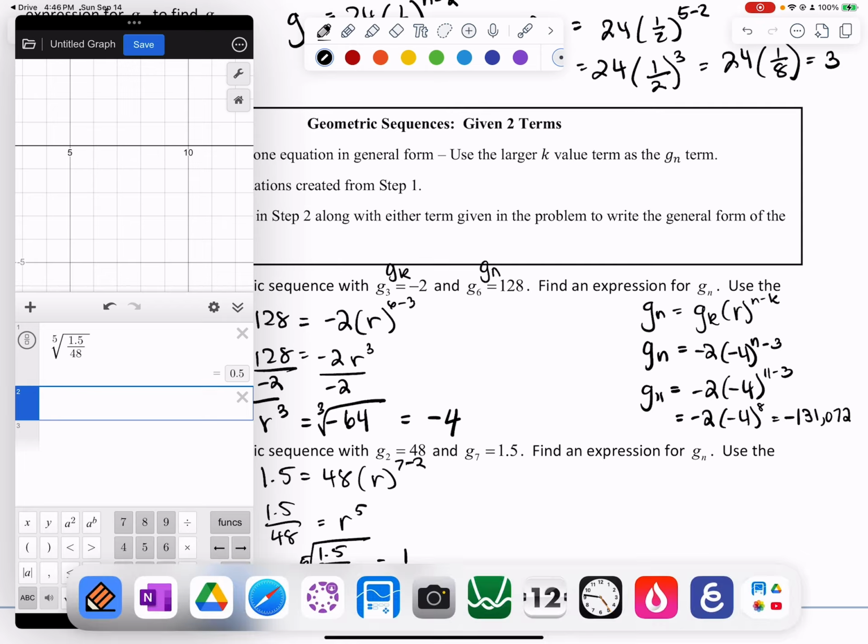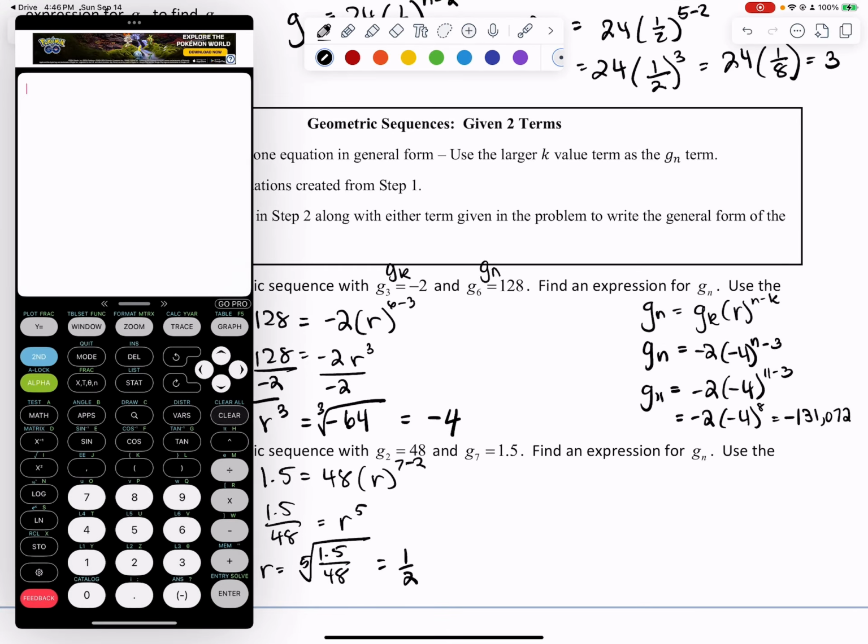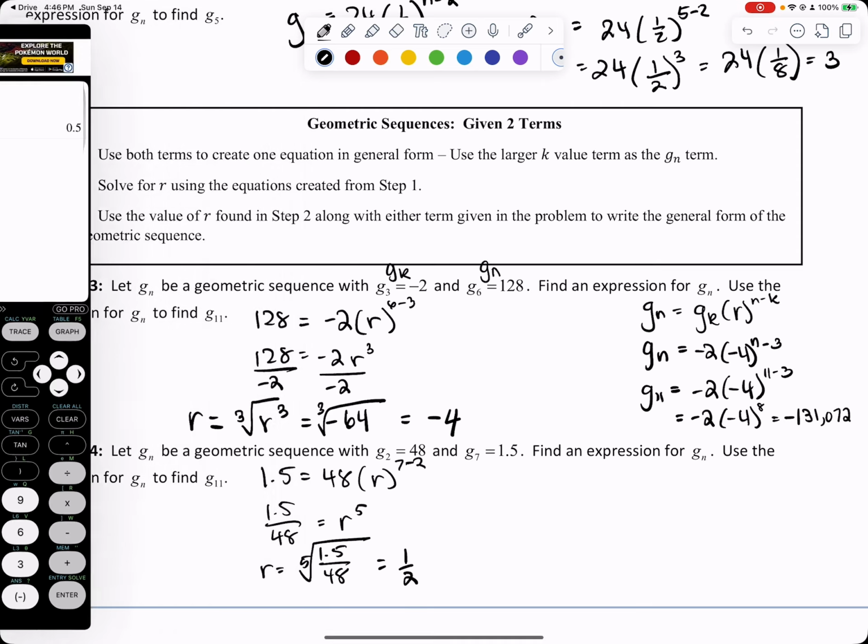In the TI calculator, to get the 5th root, you'll go to Math, and then use what on my calculator is option 5, it's the nth root. So you can do n, and then alpha x will give you a fraction. 1.5 over 48 is also 1/2, either way.